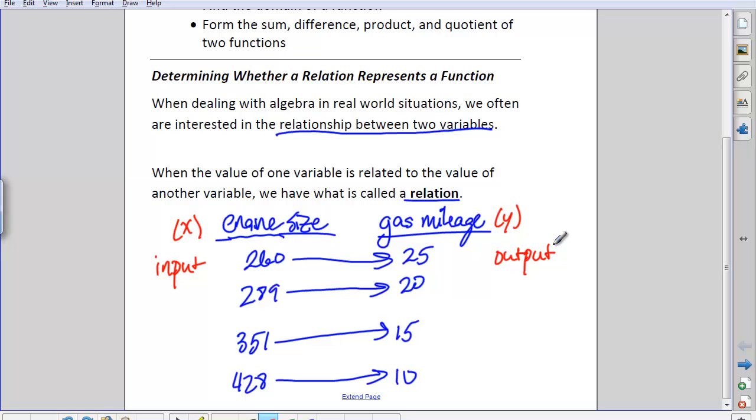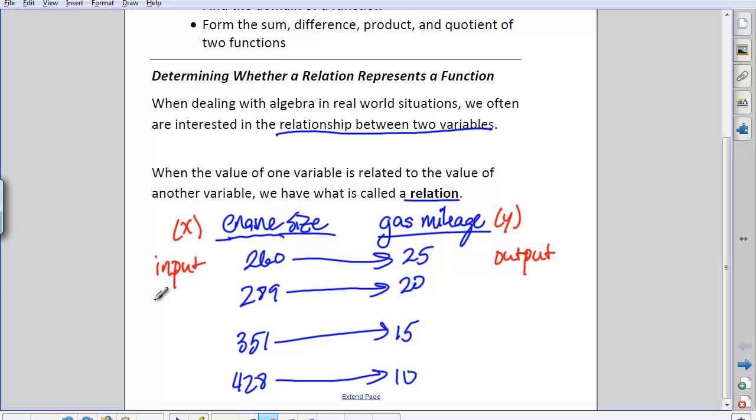And so for some engine size and gas mileage, this engine size could be considered like an input variable, and then the gas mileage would be an output variable. That makes a lot more sense when you actually start dealing with functions and relations as equations with x's and y's, which we'll see in just a minute. You could also put some other words up here.